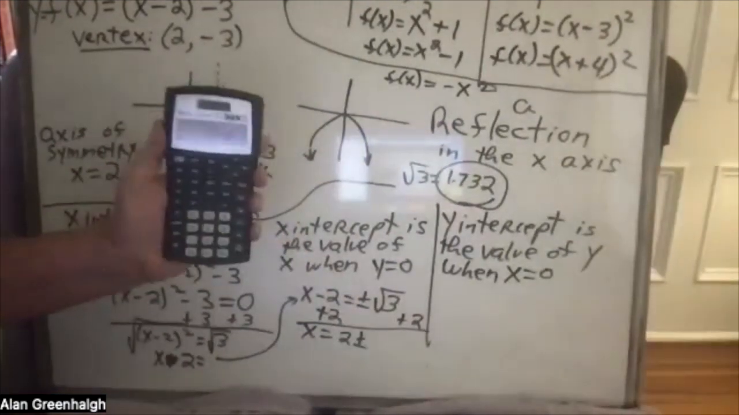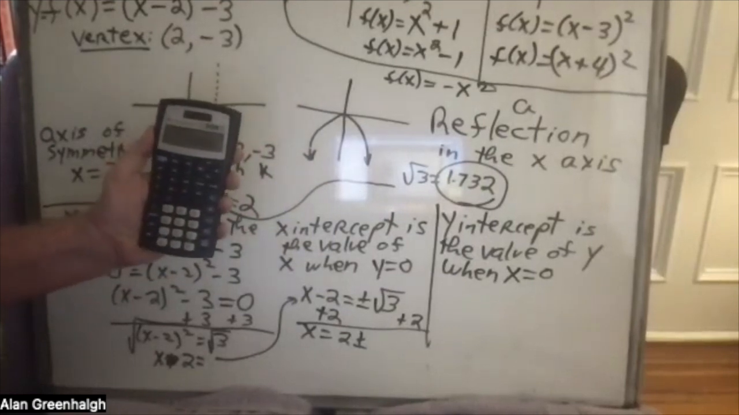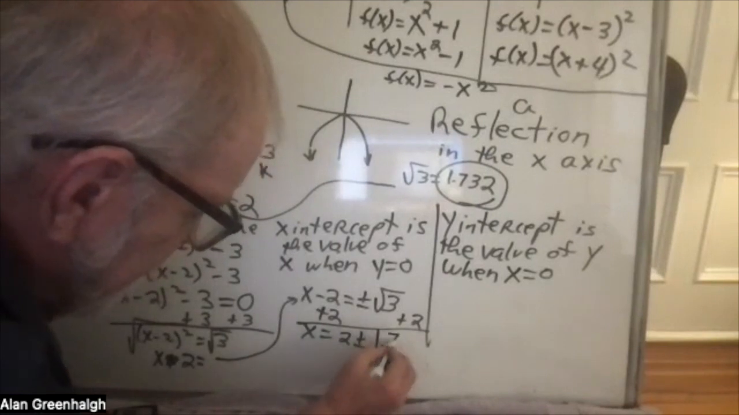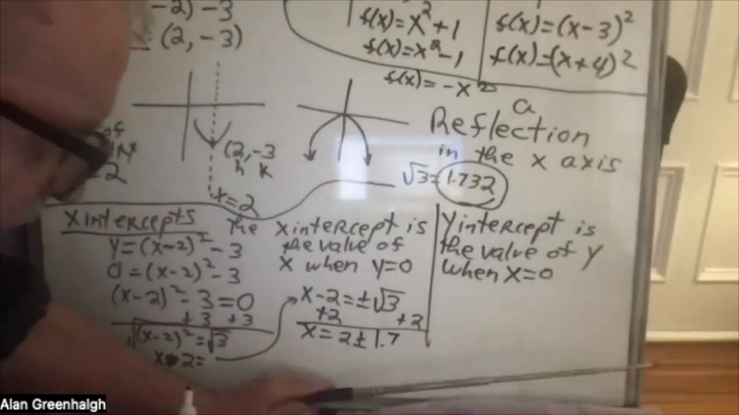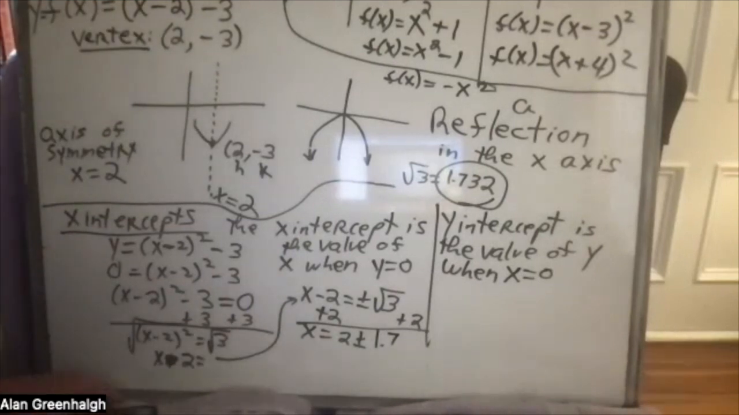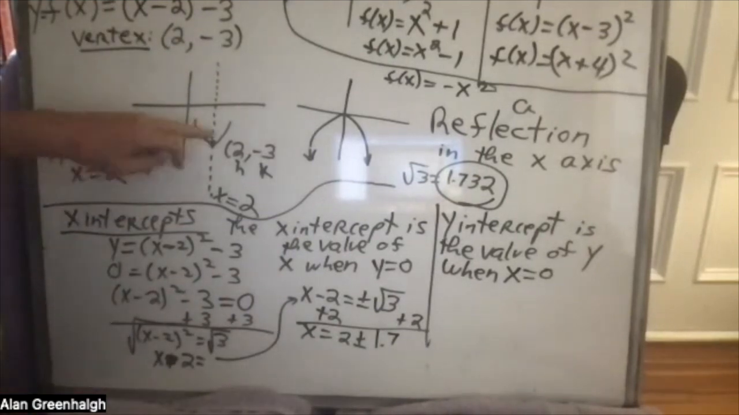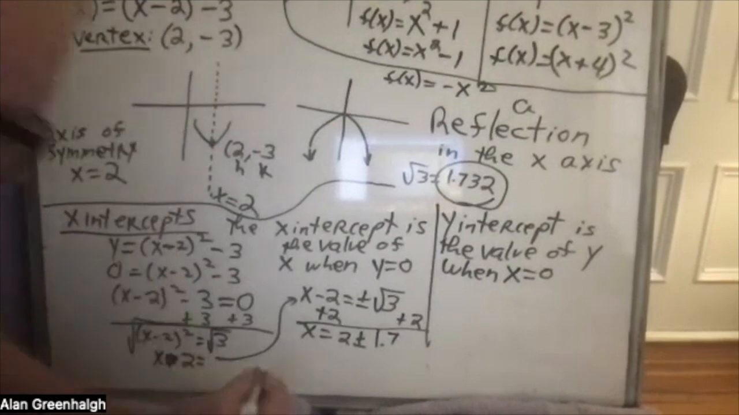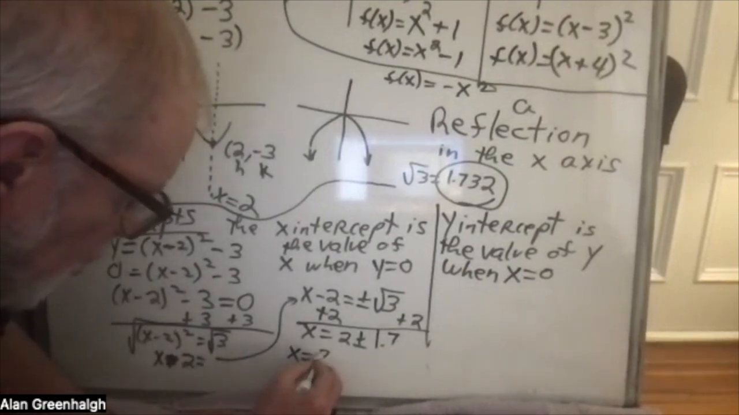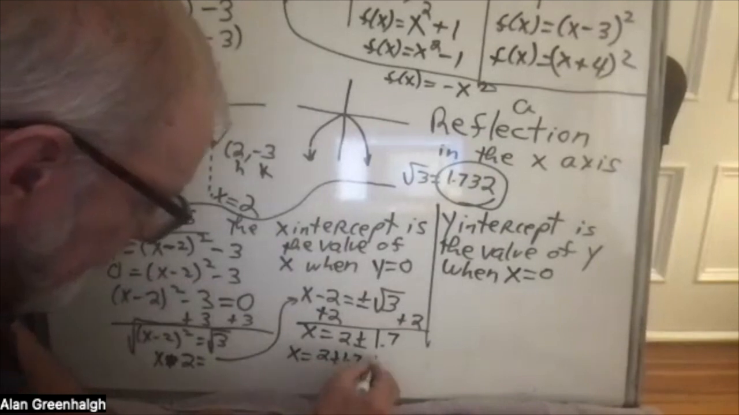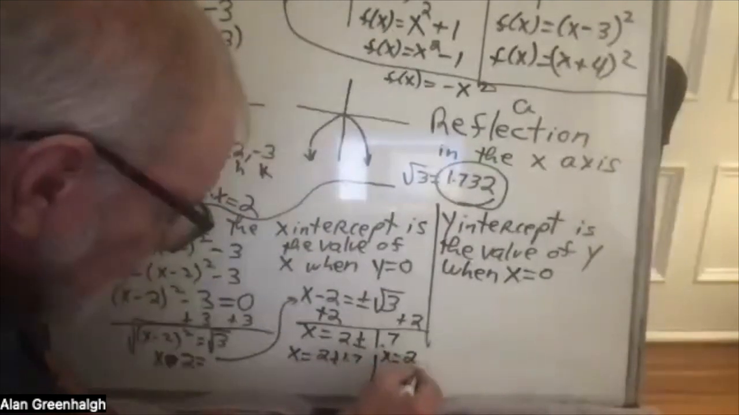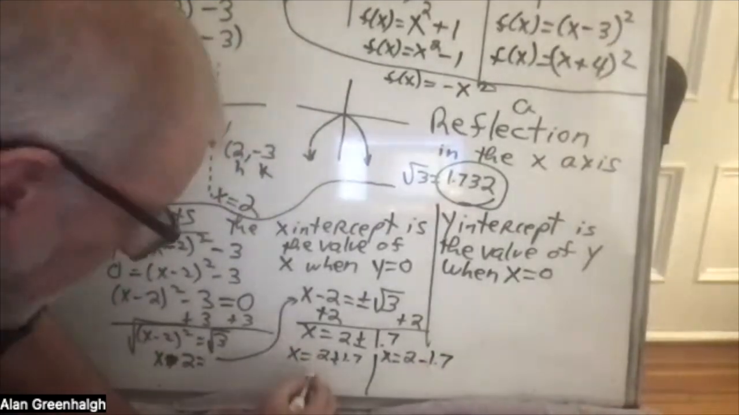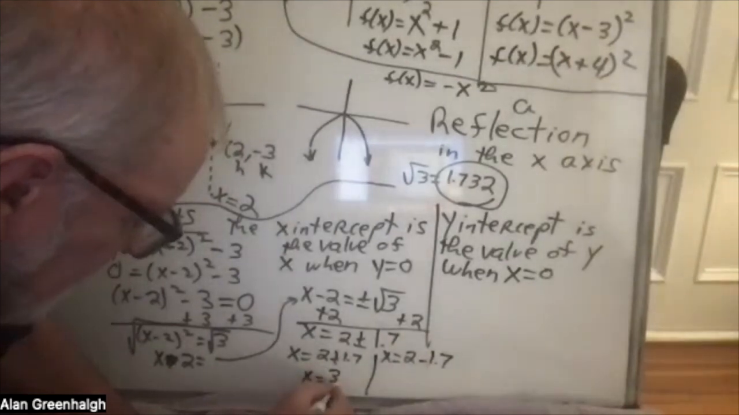1.732, just to prove to you I'm not crazy, or I may be crazy, but I didn't make a mistake. And we always do things to the nearest 10th. So let's do that. Now the very last step of this problem is going to tell us where along the x-axis the graph is going to hit. So x is equal to 2 plus 1.7, and x is equal to 2 minus 1.7. So let's do this. x is equal to 3.7.